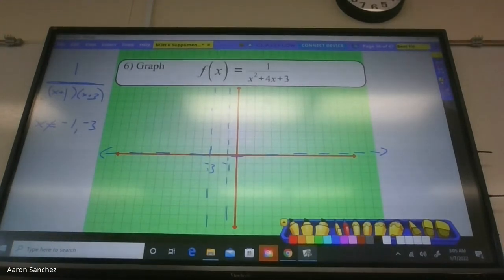You hug the asymptotes, and you cross the zeros. But are there any zeros to cross? No. All you have to do is hug the asymptotes. Hug them. Hug the asymptotes.